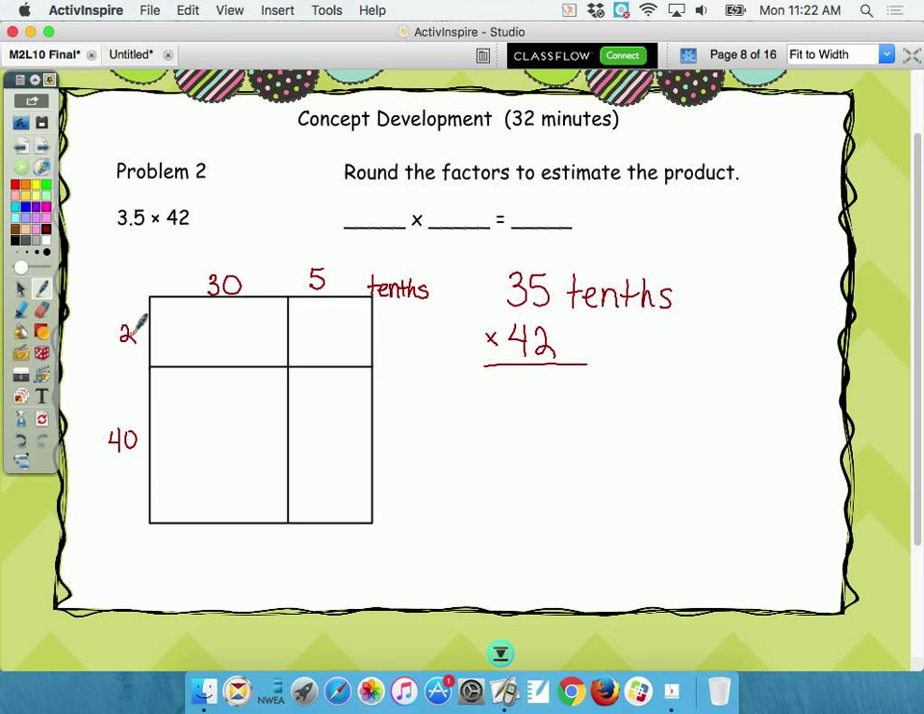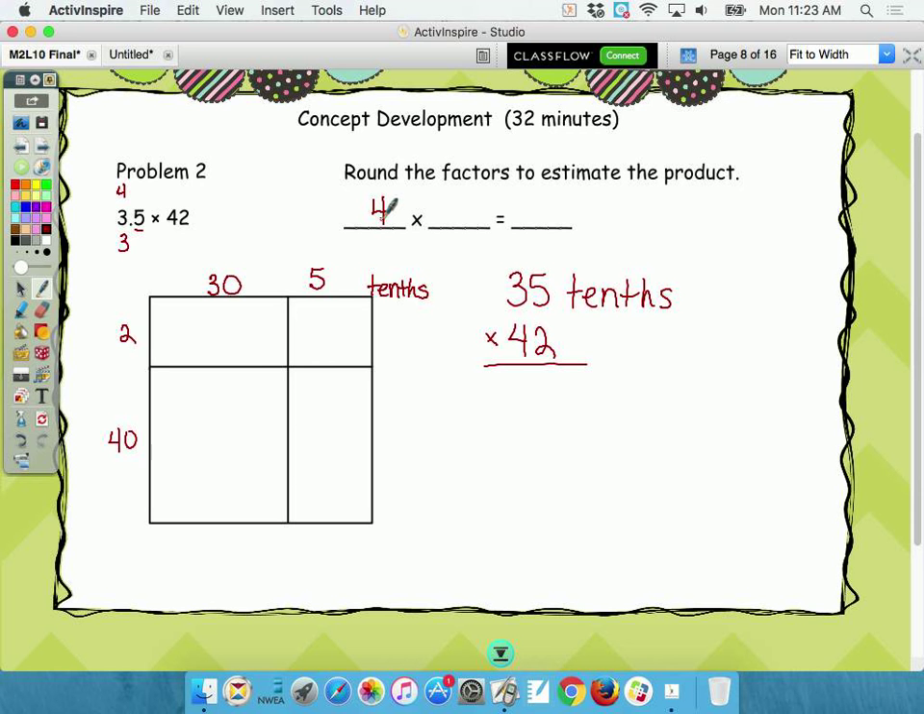Okay, so rounding 3.5 to the nearest whole number, it would either be 3 or 4. Kaden says round up to 4. Do you agree? Yes. Why? Because it's a 5. 5 in the tenths place tells me to go up, okay? So I'm going to round this to a 4.